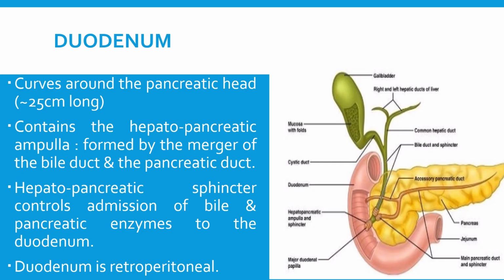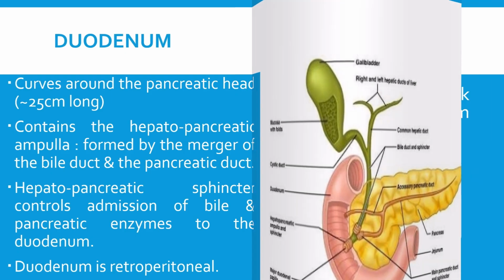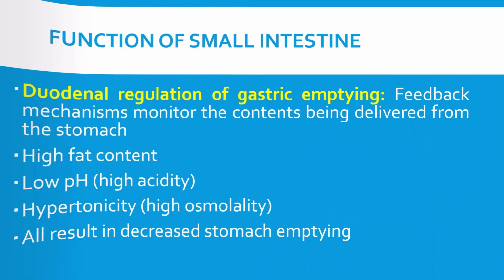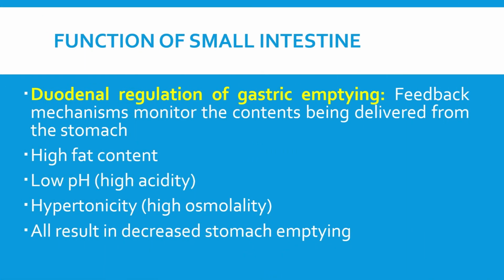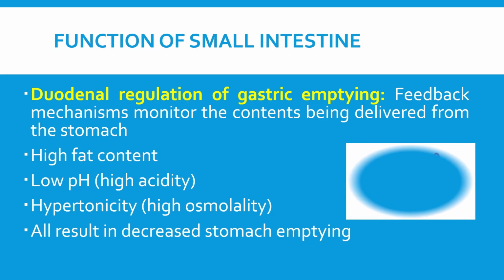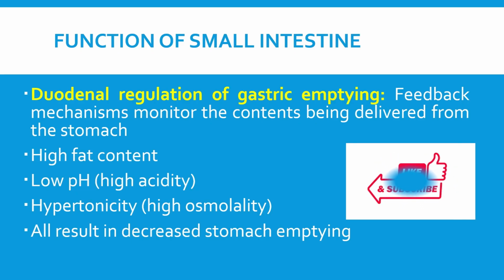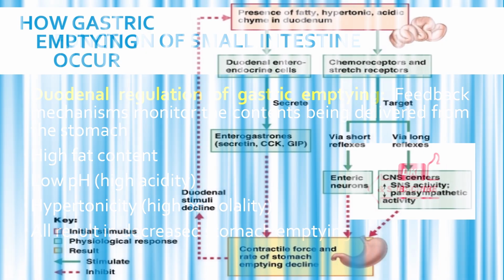It contains the hepatopancreatic ampulla, formed by the merger of the bile duct and the pancreatic duct. The hepatopancreatic sphincter controls admission of bile and pancreatic enzymes to the duodenum. The duodenum is retroperitoneal. Duodenal regulation of gastric emptying takes place through feedback mechanisms. This mechanism monitors the contents being delivered from the stomach, such as high fat content, low pH meaning high acidity, and hypertonicity meaning high osmolality. All these factors result in decreased stomach emptying.